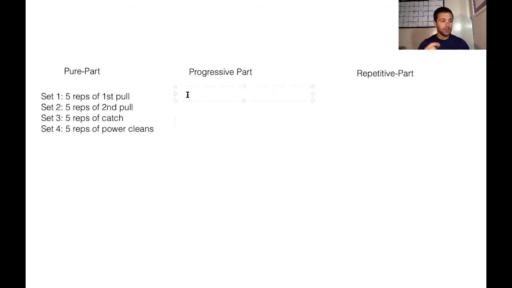So this one's the last two, they sound very similar, but there are some distinct differences here. So progressive part training is where you practice the first 2 parts in isolation before you practice them together, and then you practice the third part on its own, and then you reintegrate all 3 parts together. So what that looks like, set 1 would be 5 reps of first pull. Set 2 would be 5 reps of second pull.